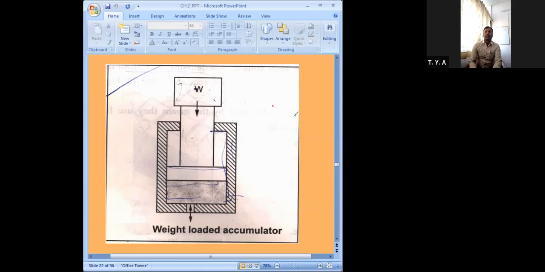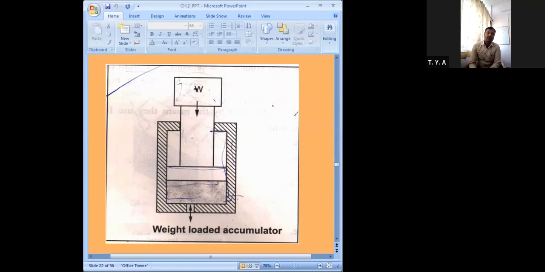Getting it? Now let me tell some advantages of this dead weight type accumulator. The first advantage is that the weight loaded accumulator produces constant pressure for the full stroke, that is, until all fluid is sent out, up to that it will produce constant pressure. Another advantage is that they can supply a larger volume of fluid under high pressure.